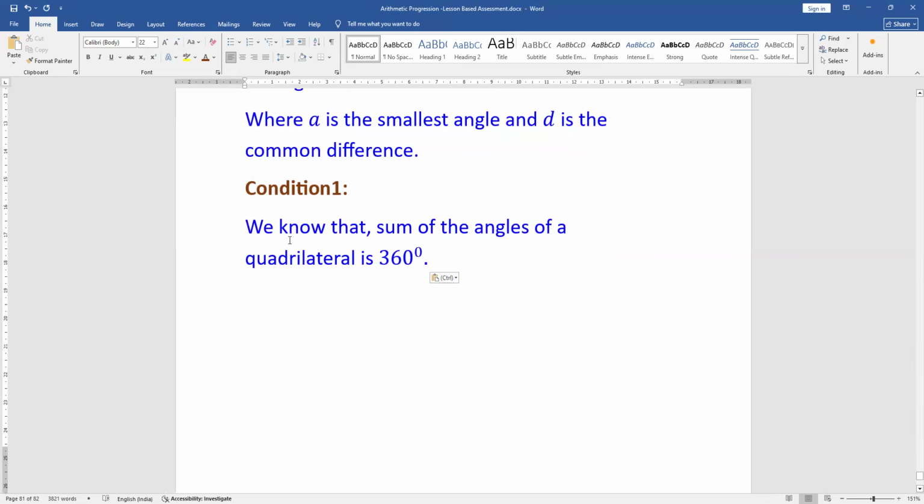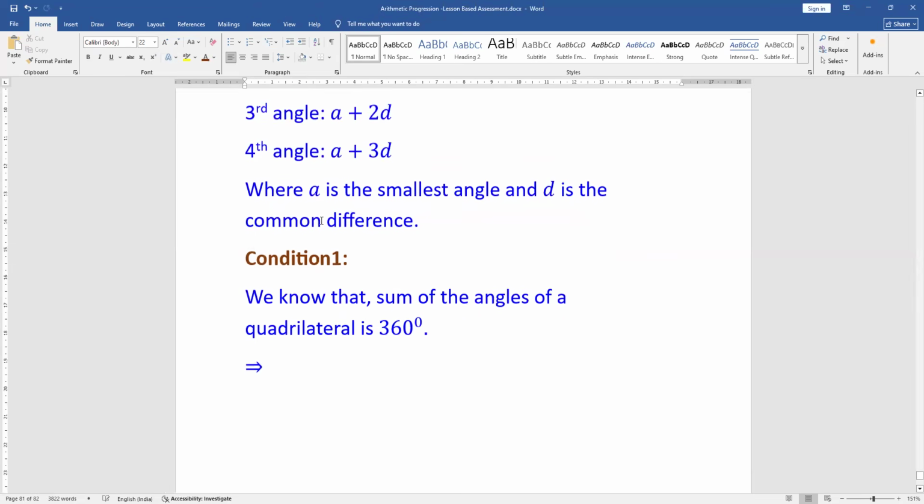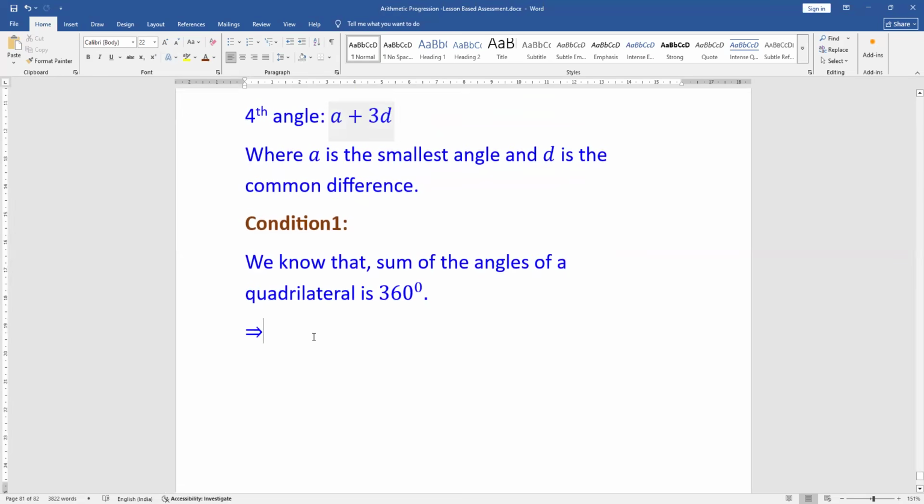Okay. So that means, let us add up all these angles, the A plus and so on, all of them. So write like this: A plus A plus D plus A plus 2D plus another A plus 3D. So I added all the four angles. So all these angles upon adding should get how much? 360 degrees, because the sum of all angles in a quadrilateral is 360 degrees.